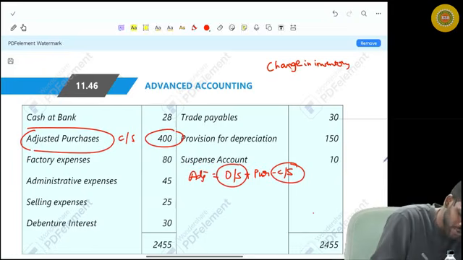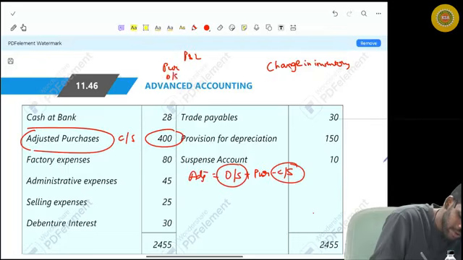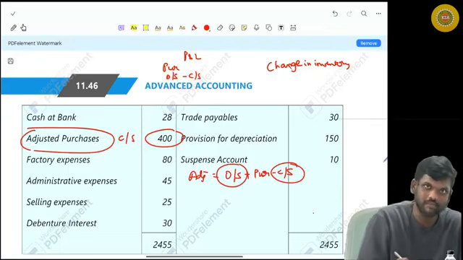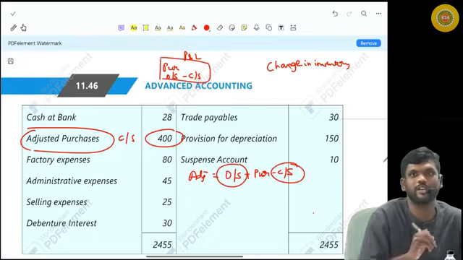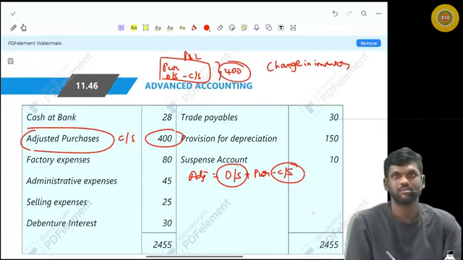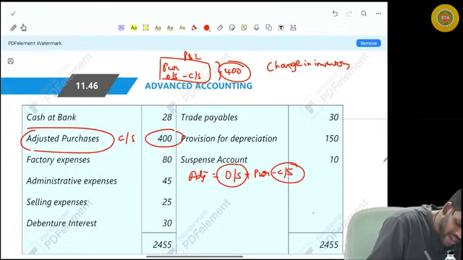நம்ம P&L எப்படி படிச்சோம்? P&L vertical format, purchase will come separately, opening stock minus closing stock will come separately as changes in inventory. Now what is given to you itself as adjusted purchases? Purchases plus opening stock minus closing stock. This only is given to you as 400. Now when you're directly showing 400 in the P&L, again this should not come separately.